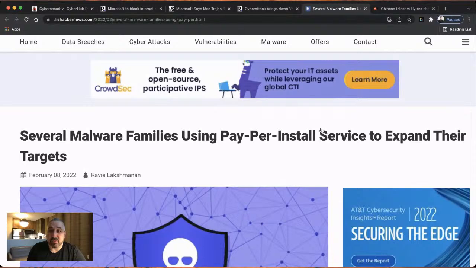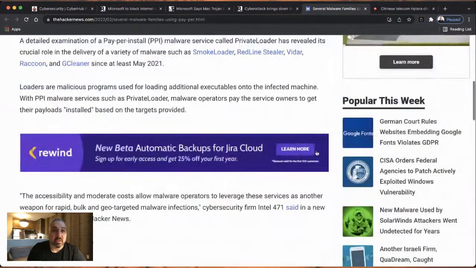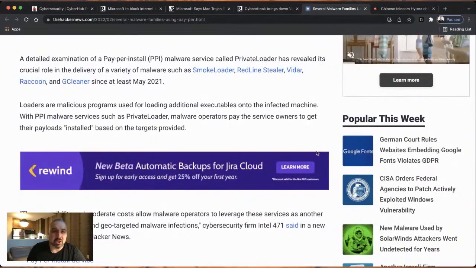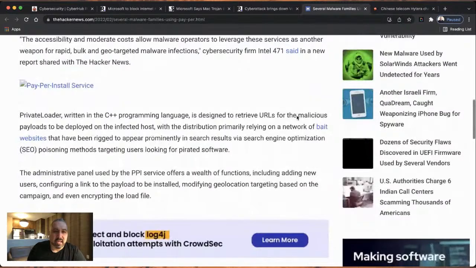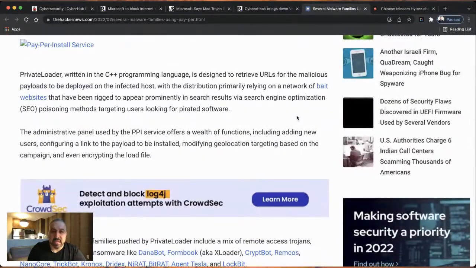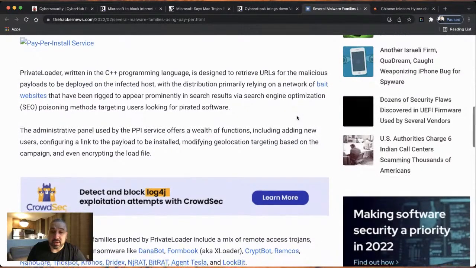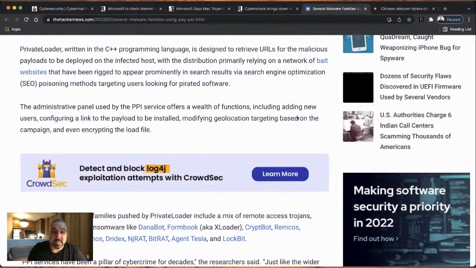Several malware families are now using pay-per-install services to expand their targets. This is a detailed examination of the pay-per-install malware service called Private Loader, which has revealed its crucial delivery of a variety of malware like Smoke Loader, Redline Stealer, Vidar, Raccoon, and GCleaner, all since May of 2021. Loaders are malicious programs used for loading additional executables on infected machines, and now their private market is going even greater with a pay-per-download type of scheme.